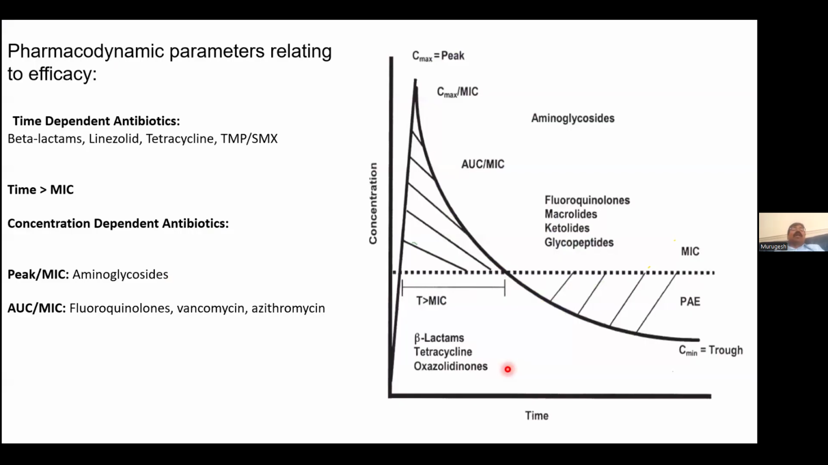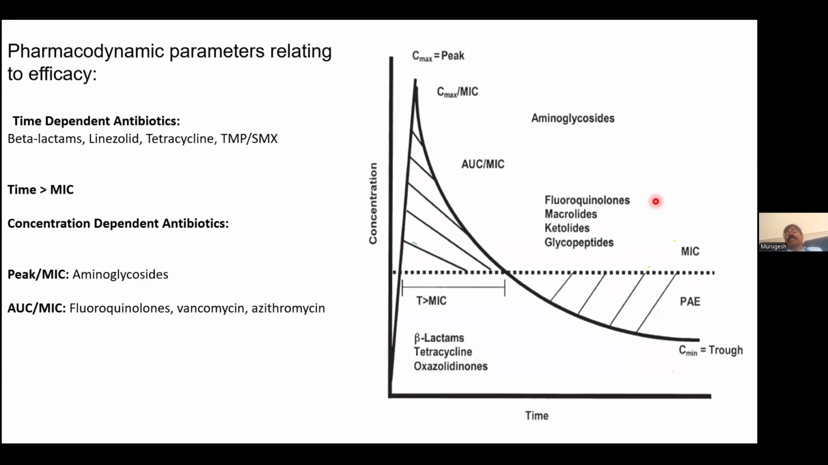Antibiotic-wise, what are the pharmacodynamic parameters we need to achieve? There are antibiotics which are concentration dependent, and there are antibiotics which are time dependent. So this is most important. For example, beta lactams, all the penicillins, cephalosporins, meropenem, carbapenems, all of which are time dependent. For linezolid, tetracycline, and cotrimoxazole, you have to keep the antibiotic at 4 times that of MIC so that it is active. Whereas in the case of aminoglycoside, you can give once a day, as long as you achieve a peak, that is more than enough.